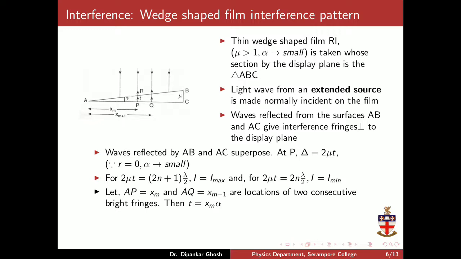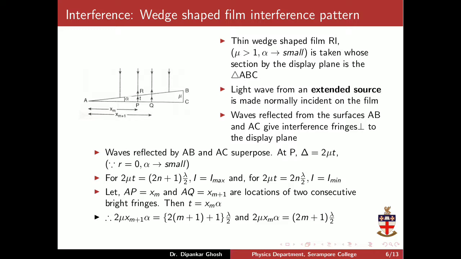Let the length AP be x_m and AQ be x_(m+1), and the points P and Q are locations of two consecutive bright fringes. So this is the situation. We know that by a simple rule of geometry, we will have T equal to x_m into alpha. That is basically angle equal to arc by radius, so alpha is equal to T by x_m, and also it can be written as T by x_(m+1), where we have taken the thickness of the film at both locations P and Q as T.